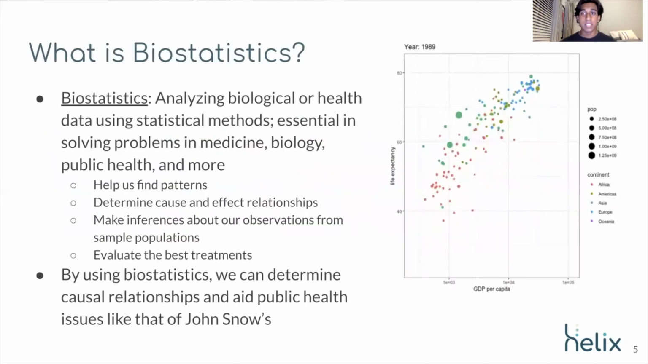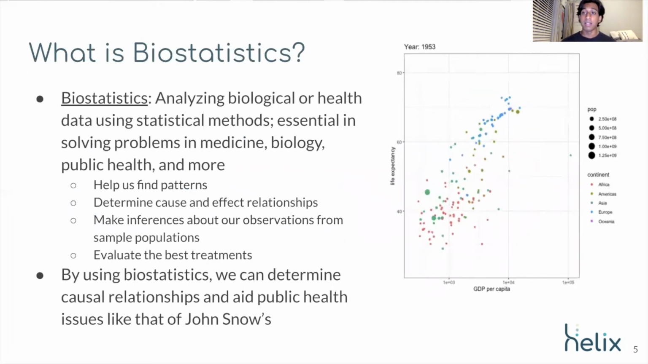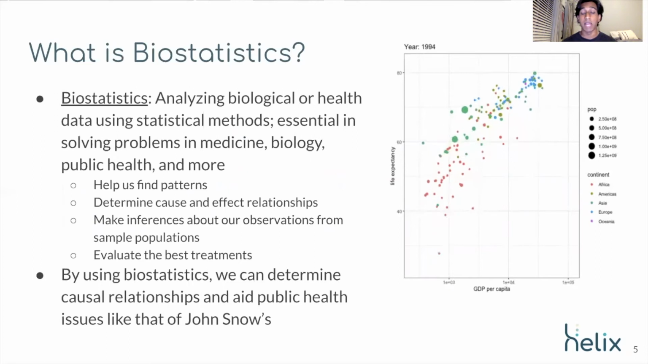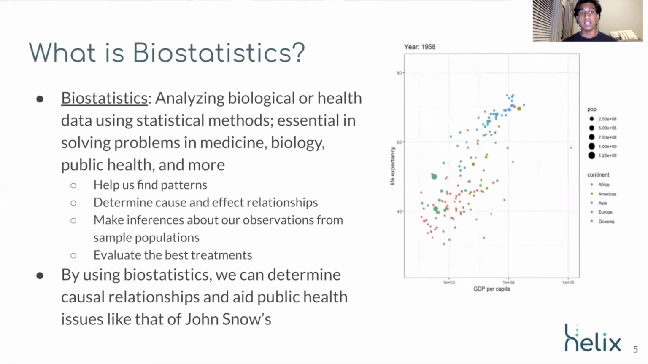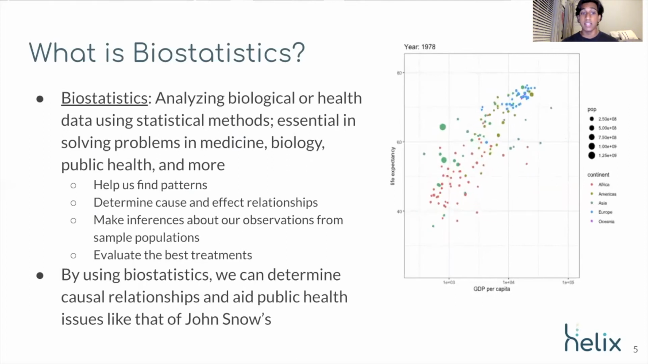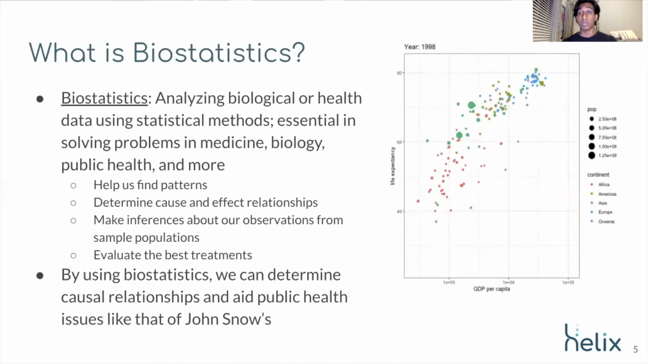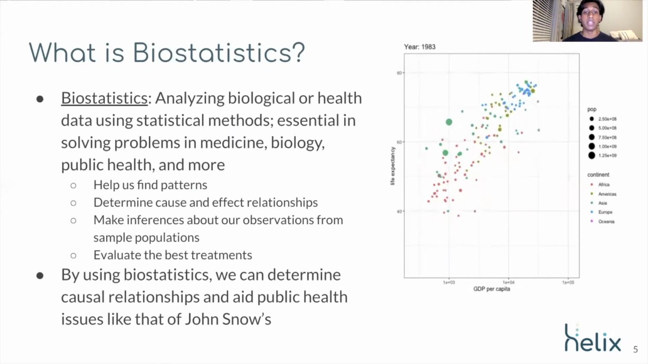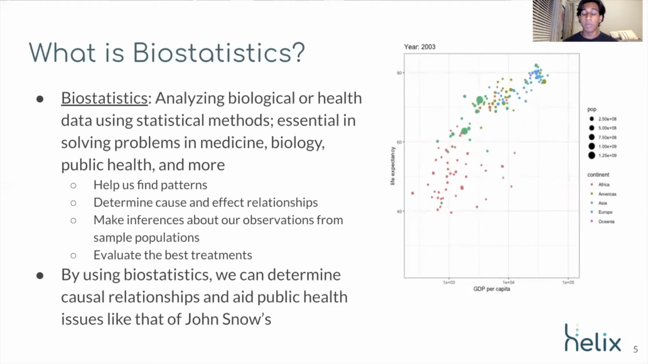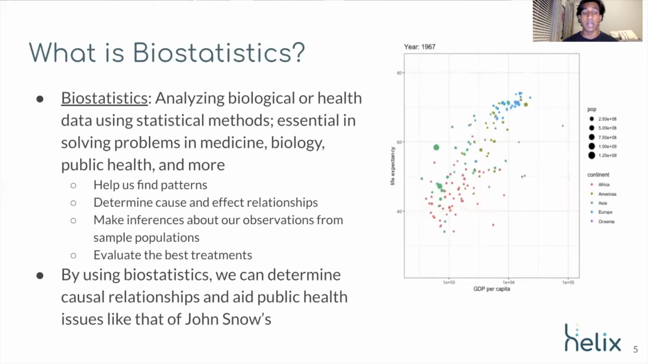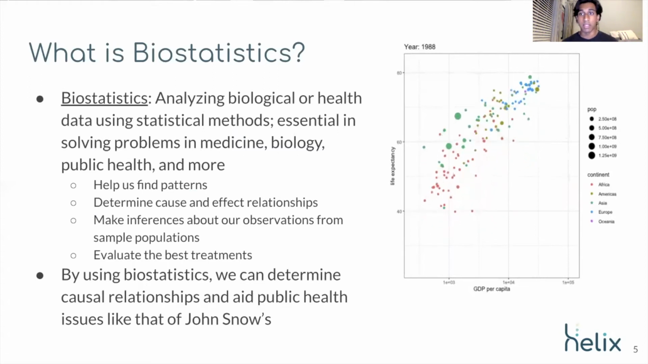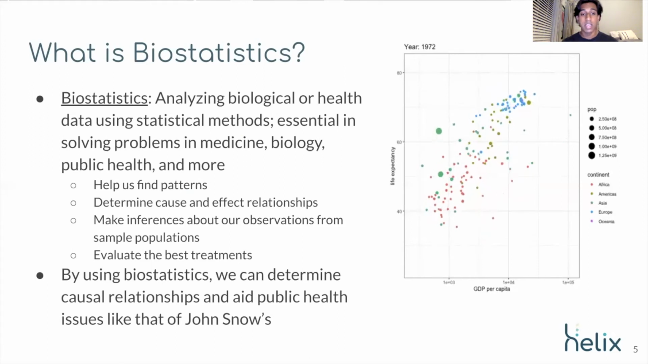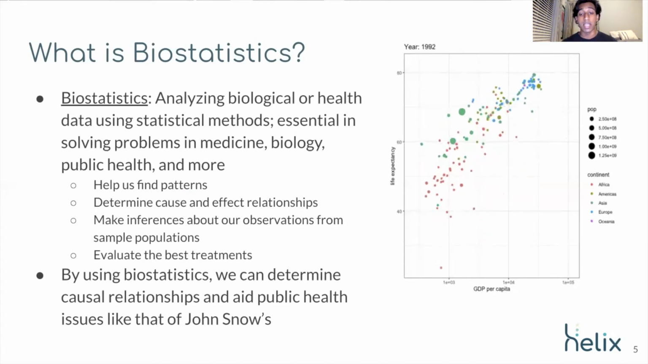So going into what exactly biostatistics is, basically biostatistics is analyzing biological or health data using statistical methods. Essentially this helps solve problems in medicine, biology, or public health using these statistical methods. More or less, they help us find patterns in the data that we have. They help us determine causal relationships between variables that we may be researching, help us make inferences about total populations from our observations about sample populations, and they help us evaluate the best course of treatment or the best course of action when it comes to many of these problems within medicine, biology, public health, and et cetera. By using biostatistics, we can help determine these causal relationships, as we mentioned previously, and help aid public health issues like that of the cholera outbreak in 1850.